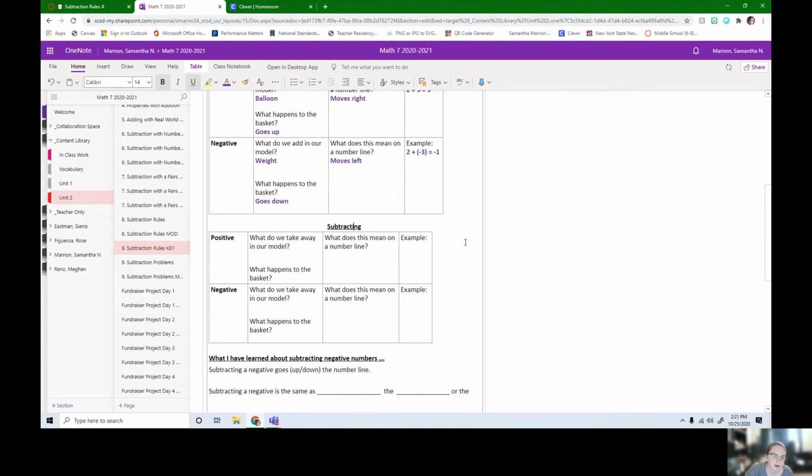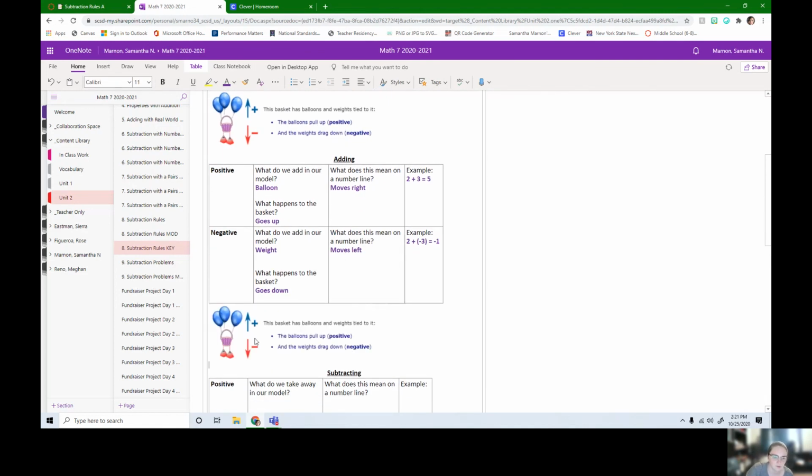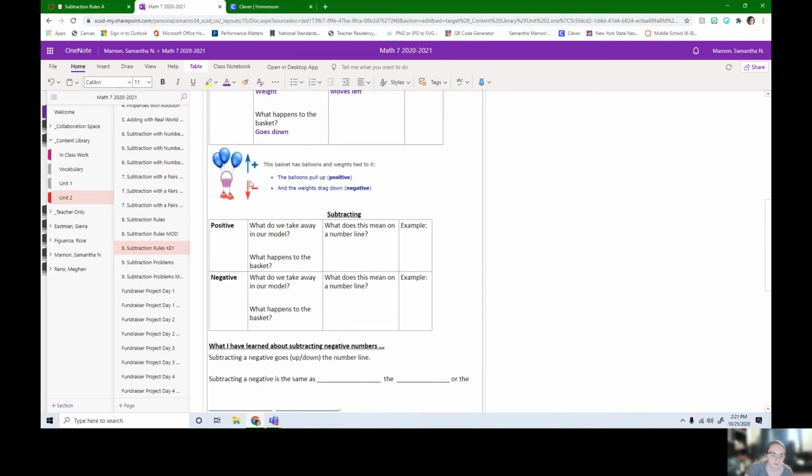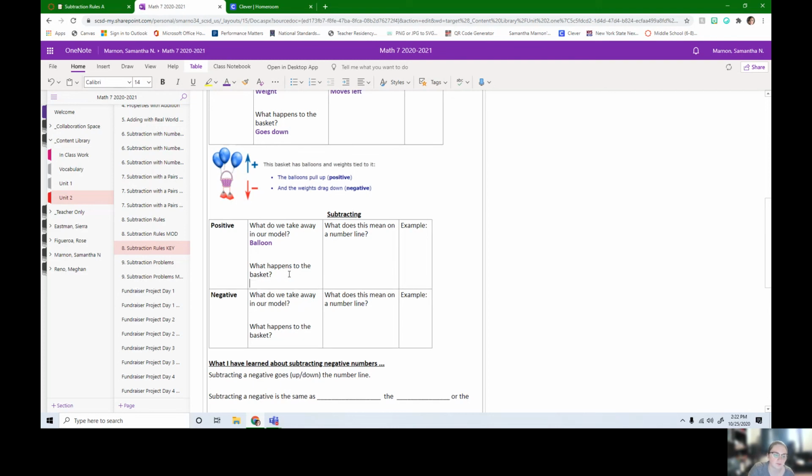Now we're going to talk about subtracting. We still have the same model, and maybe I'll copy and paste this image down here too, so we can still see it while we're working. We have the same model, but now we're subtracting, which means we're going to take things away from it. On this first one, if we take away a positive on our model, that's the same as taking away a balloon. What happens when you take away a balloon from the basket? It goes down, right? If I take away a balloon, it's not pulling it up anymore, so it's going to start to go down. On the number line, when it goes down, we know that means it moves left.